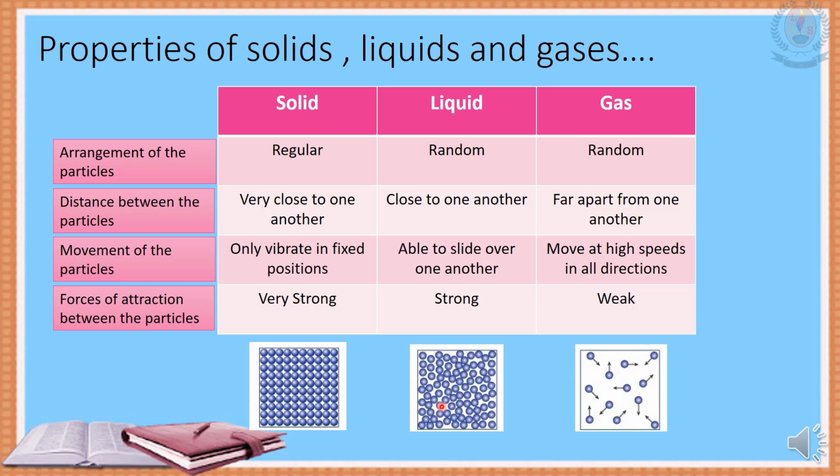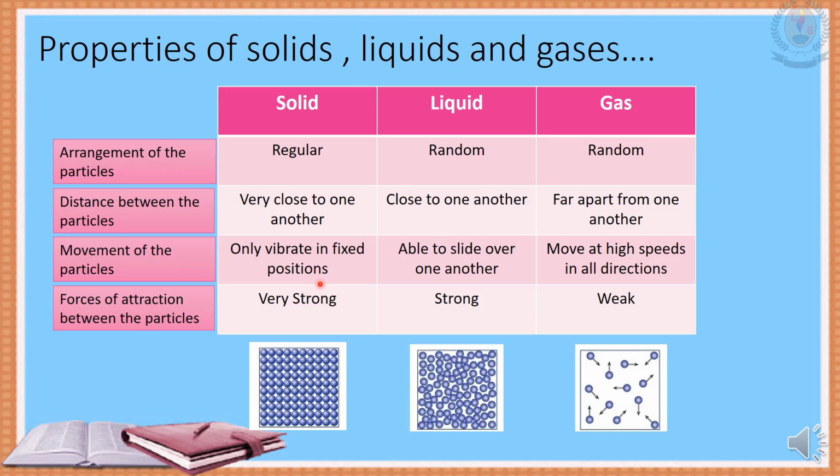In liquids, the particles are not very close, but you can say they are close to one another. But in gas, the particles are far apart from one another. That means in between the particles you can see lots of space. There's a huge space in between the particles.